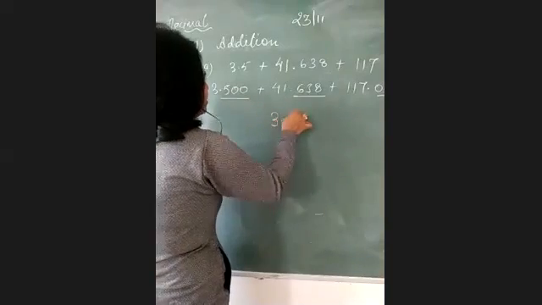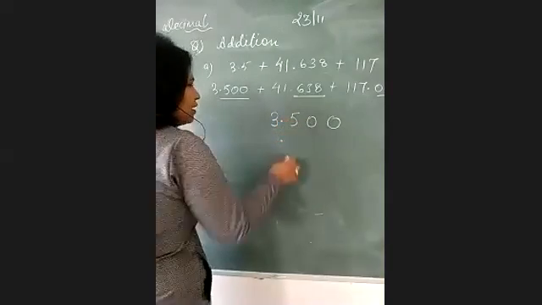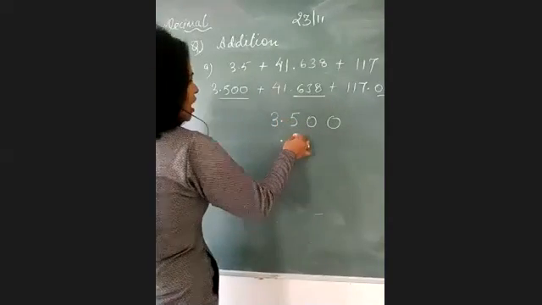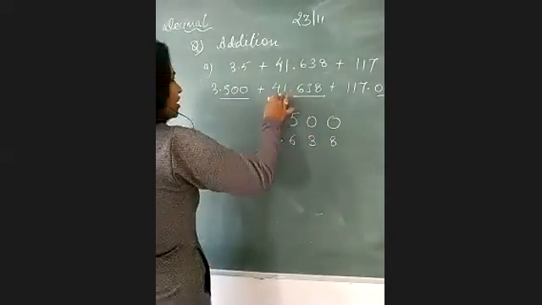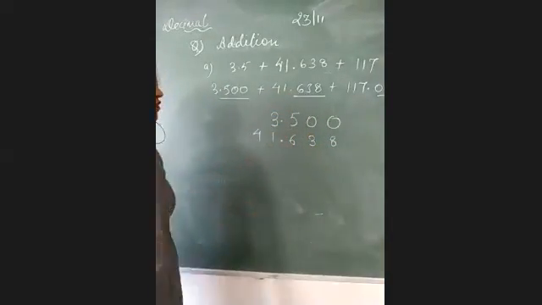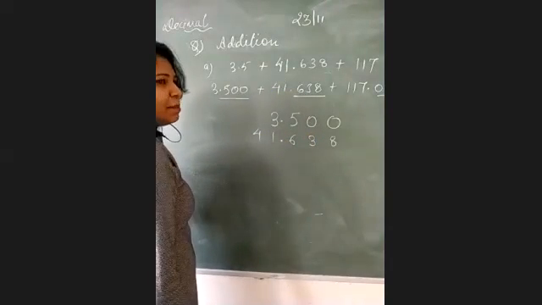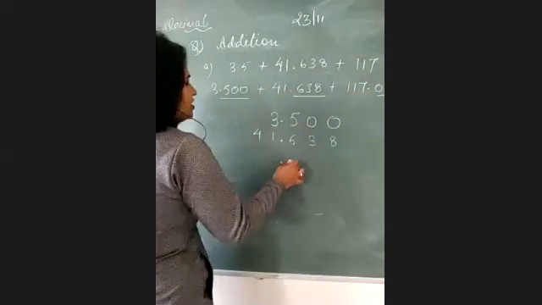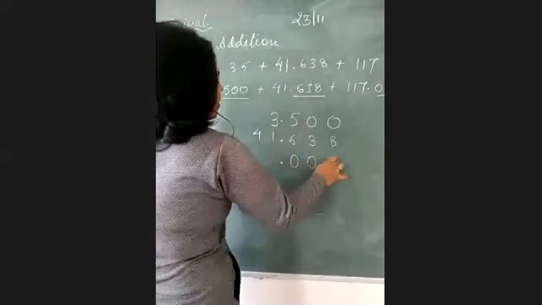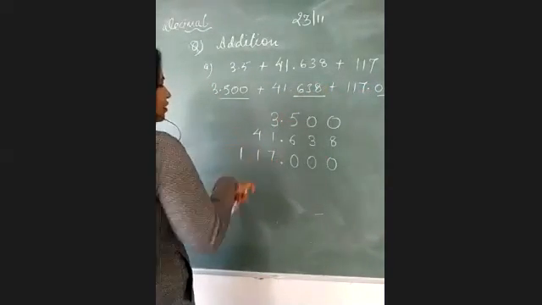Just write it down. First number written, then put the decimal under the decimal. Now after the decimal, 638 is written. Now this is 41, so 41 will come here. Remember, we write numbers under numbers, and decimal part under decimal part only. Now this one, decimal under decimal: 0, 0, 0. After the decimal it is written, and this is 117 written.